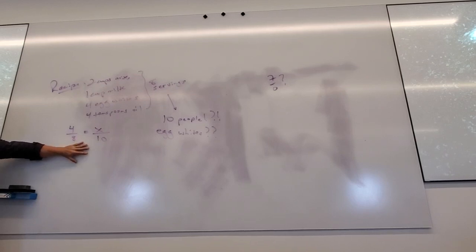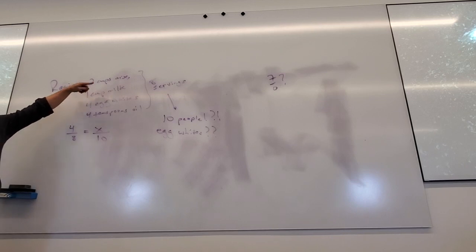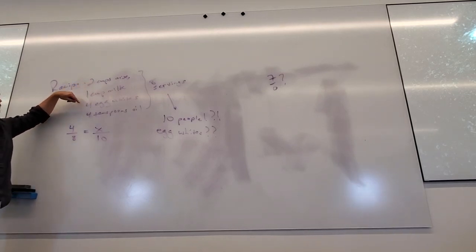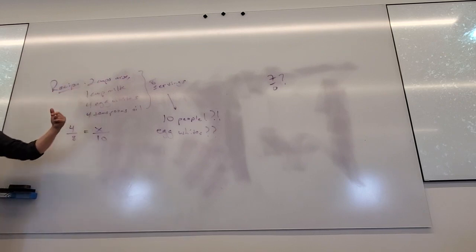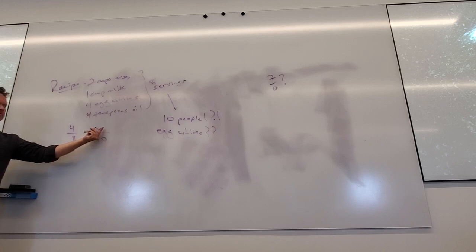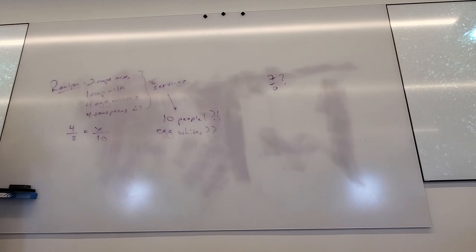Let me make sure everybody really understands. If it takes 4 egg whites to make 8 servings, then would everybody agree that it takes 1 egg white to make 2 servings? So really all I'm saying is 4 to 8 becomes what fraction over 10? Now there's 2 ways you can go forward. Can somebody tell me what next step you would take to try to solve this?